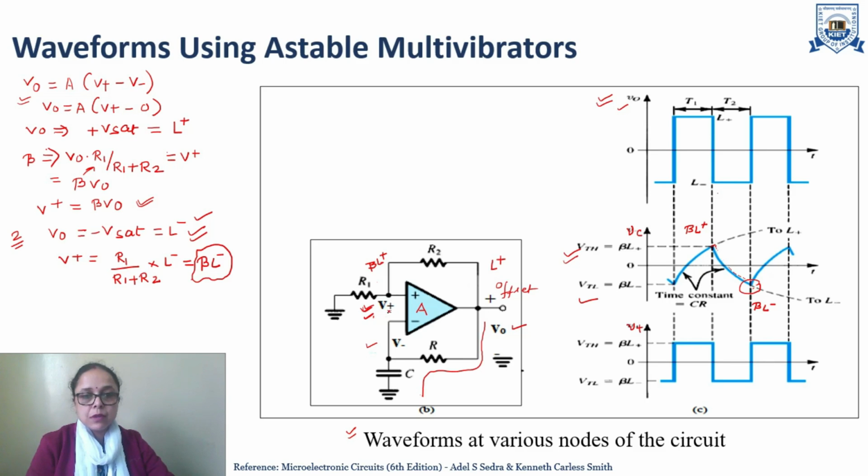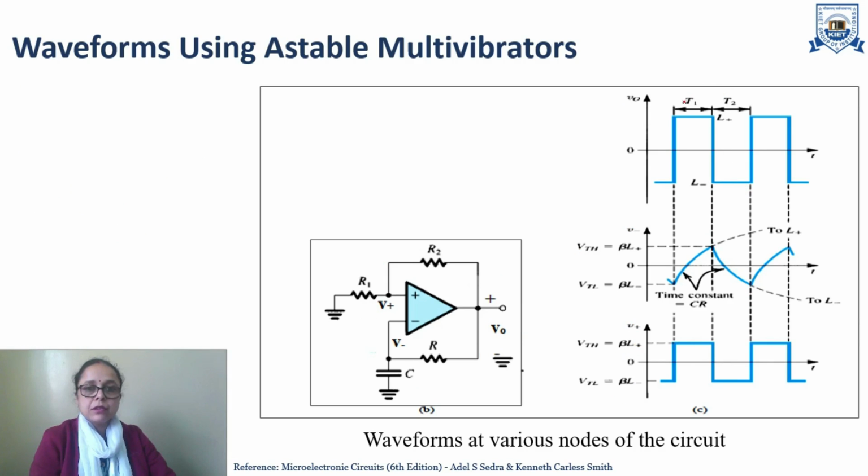Next is the voltage V plus. This is the voltage at the positive terminal of the operational amplifier, and this voltage will change from beta L plus to beta L minus. This is beta L plus and this is beta L minus, and with this shifting of voltage, the capacitor also will charge and discharge, and with this charging and discharging of the capacitor, the output of the op-amp will shift from plus Vsat to minus Vsat, or we can call this L plus to L minus.